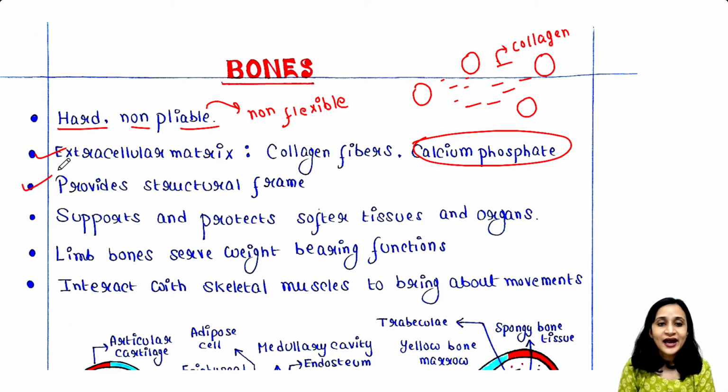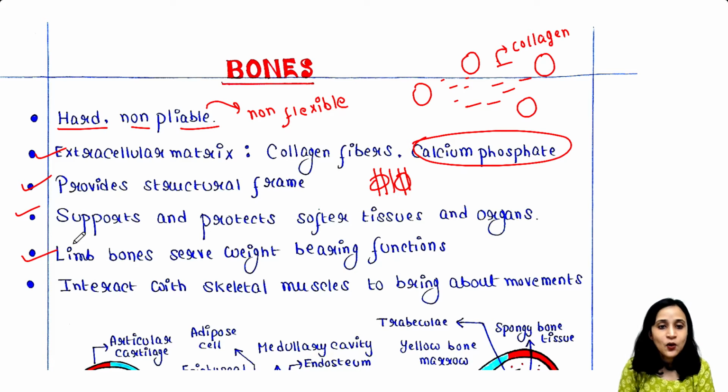And bones provide structural frame to our body, because our body structure is mainly made up of bones, right? They support and protect softer tissues and organs. So our softer tissues and organs are protected by bones. They are like caged in bones. Suppose here are some organs and bones are like that. So here bones are protecting these organs.